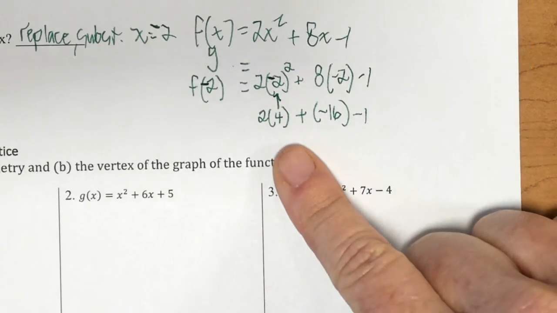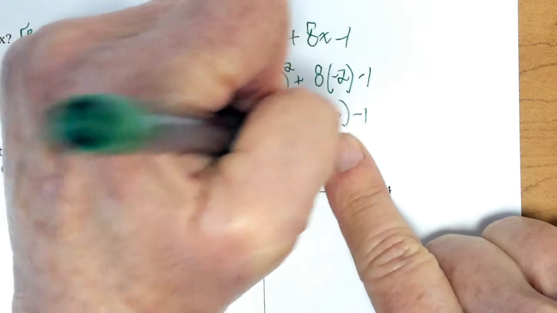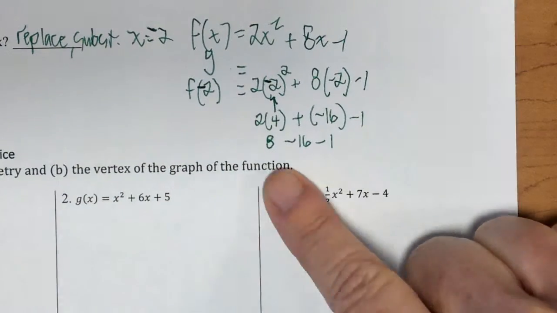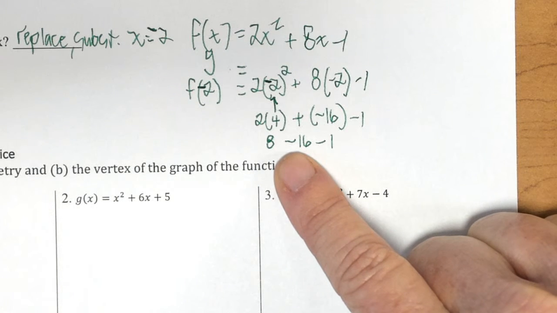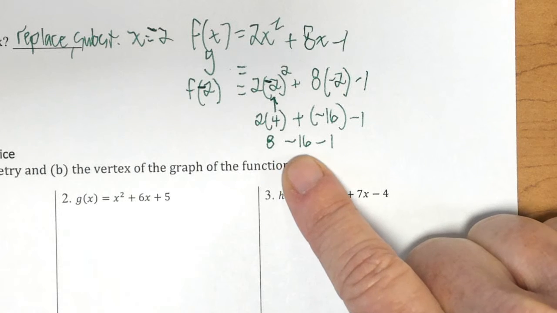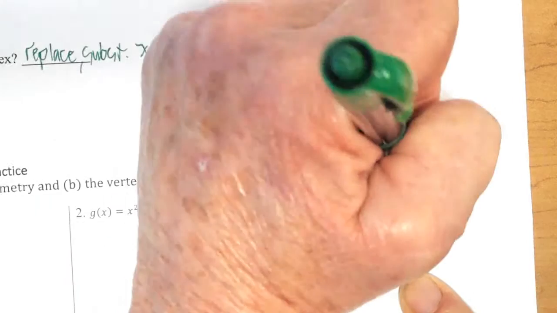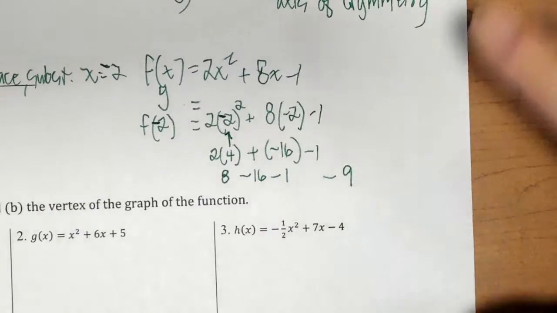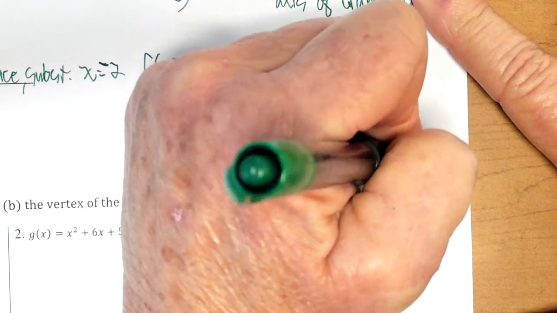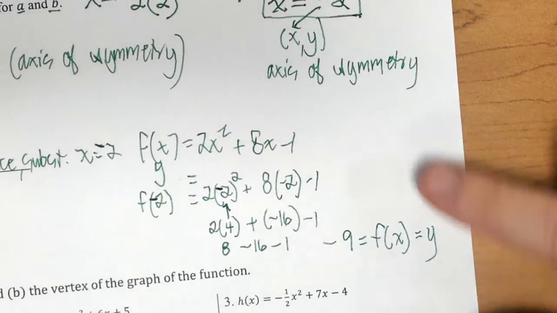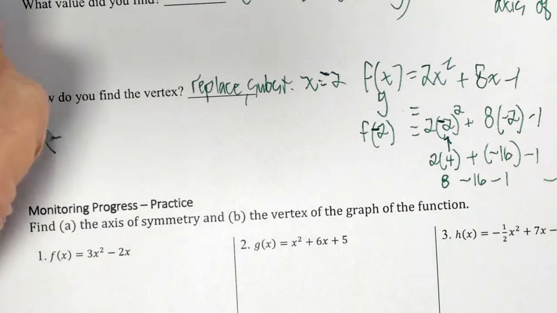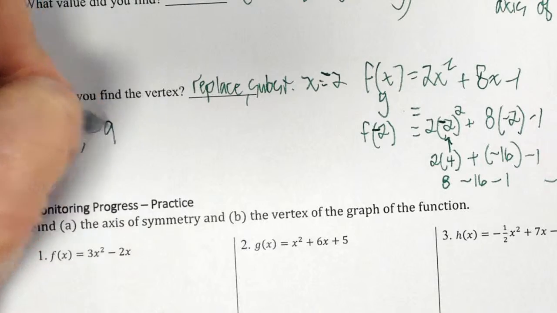I'm going to continue to simplify. 2 times 4 is 8, minus 16, minus 1. If I have 8 and I take 16 away, I'm left with negative 8. And if I have negative 8 and I take 1 more away, I get negative 9. So what is negative 9 equal to? Negative 9 is my f of x, which is equal to my y. So now do I have an x value and a y value? Absolutely. So my x comma y is negative 2, comma, negative 9.